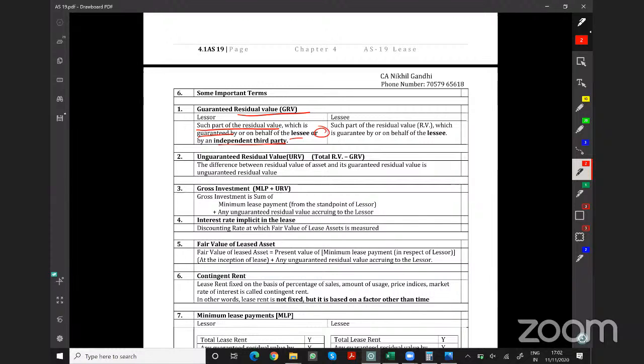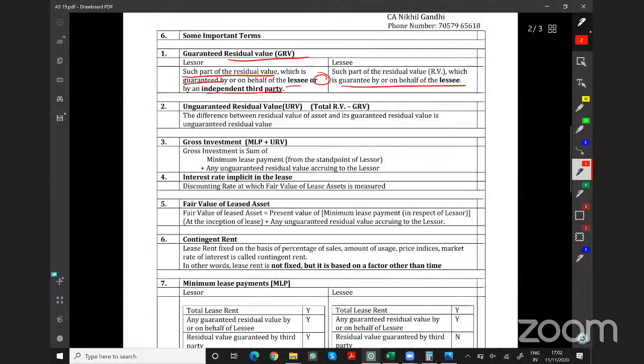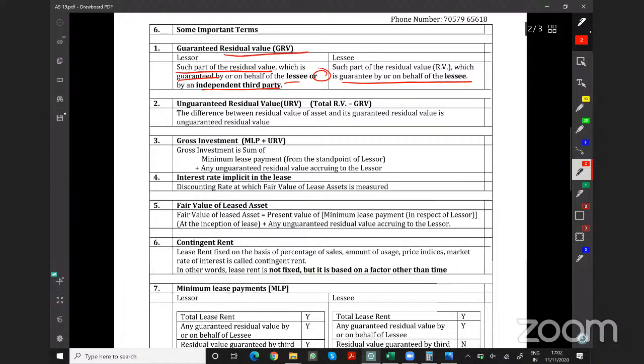In case of the lessee, such part of residual value which is guaranteed by or on behalf of the lessee, which is my brother, was 10,000 rupees. Unguaranteed residual value: the difference between the residual value of the asset and its guaranteed residual value is known as unguaranteed residual value. For this phone, I will receive 15,000, but they have given me a guarantee of 10,000 only. The extra 5,000 will be termed as unguaranteed residual value.